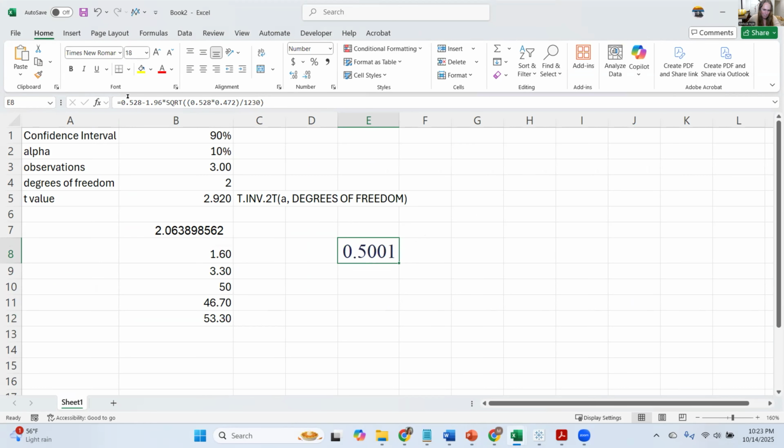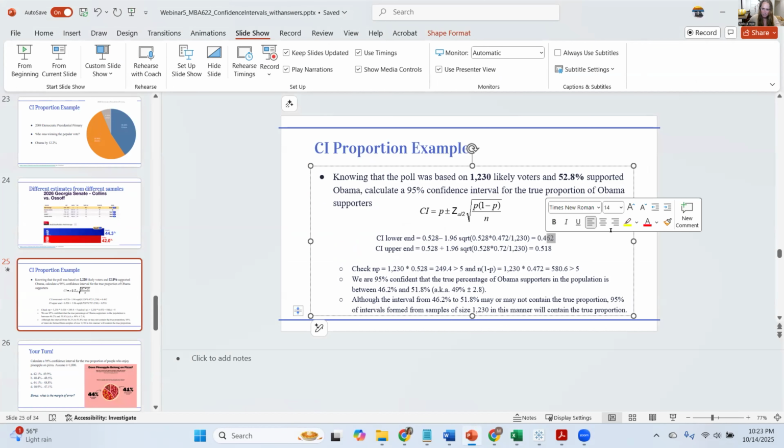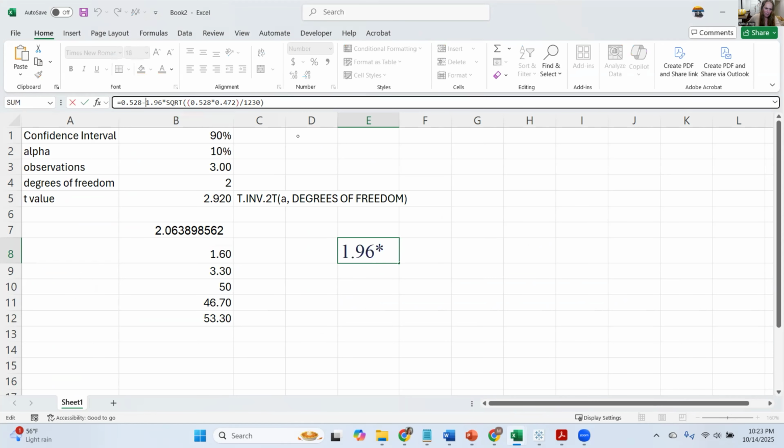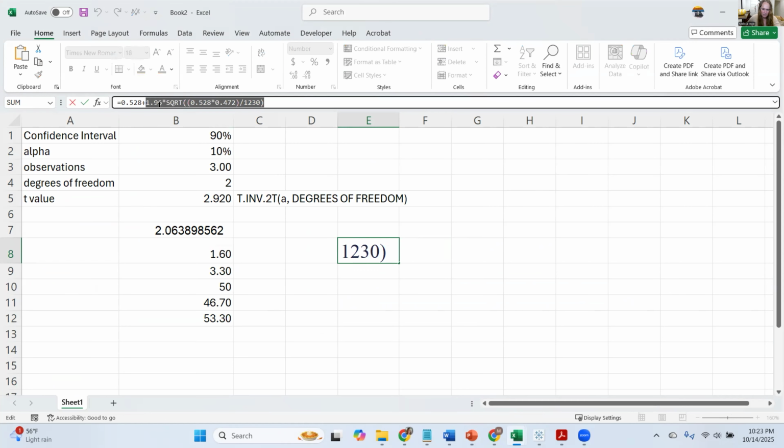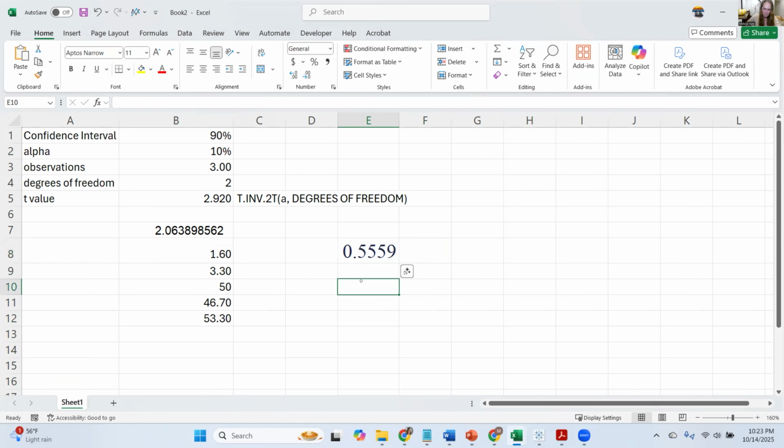So again, remember 52.8%. The lower end is going to be just basically 0.50, which means the upper end. So let's just go back to here and let's change this to a plus 55.59. You can also calculate this, which is called the margin of error. You got a margin of error of 2.8%, 2.79%, right?